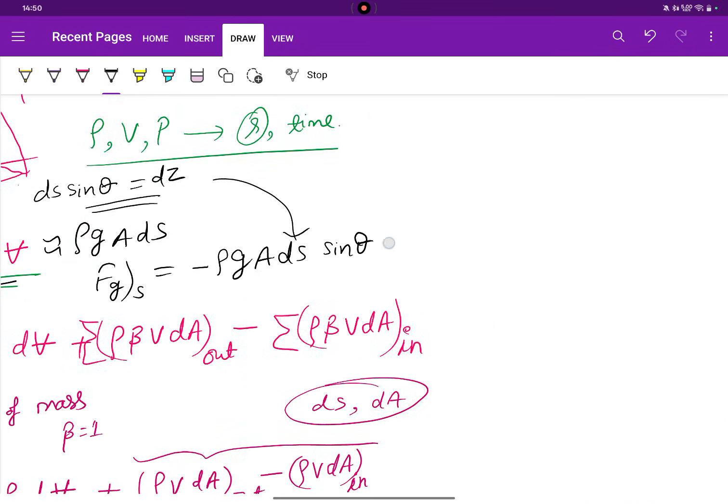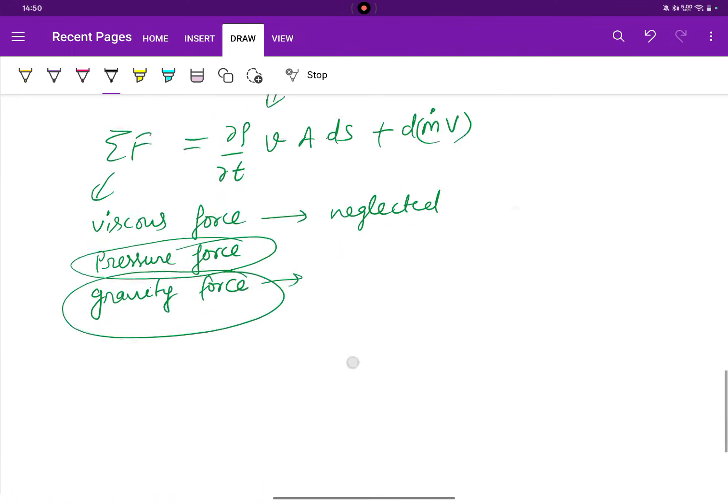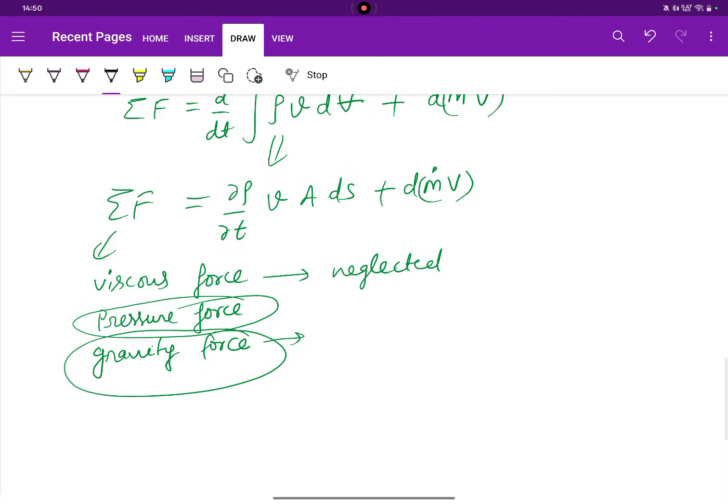I hope you are able to understand. Minus rho g A dz. And this rho g sometimes is written as gamma, minus gamma A dz. It's a specific weight, not a specific gravity, we can say. So that's the way of representation. We are going to need this, so we can keep it like this. So forces we were doing, right? Gravity force, how much we got? Minus rho g A dz along this streamline.